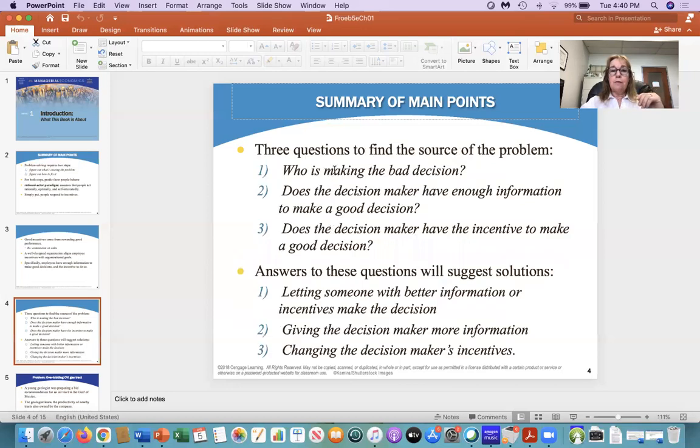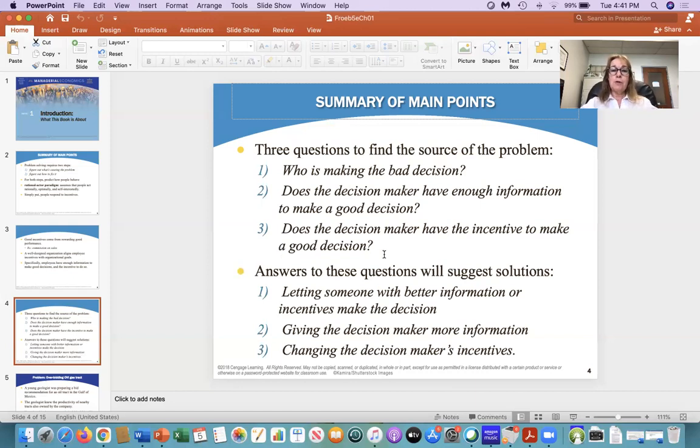Okay, so what if there's a problem? What if you find that there's some kind of an issue? They mentioned that they have a few examples in the book that you can read, but what if there's some kind of a problem in the workplace? So sales are down or what have you. And so there's 3 questions that you can ask yourself to try to find the source of the problem.